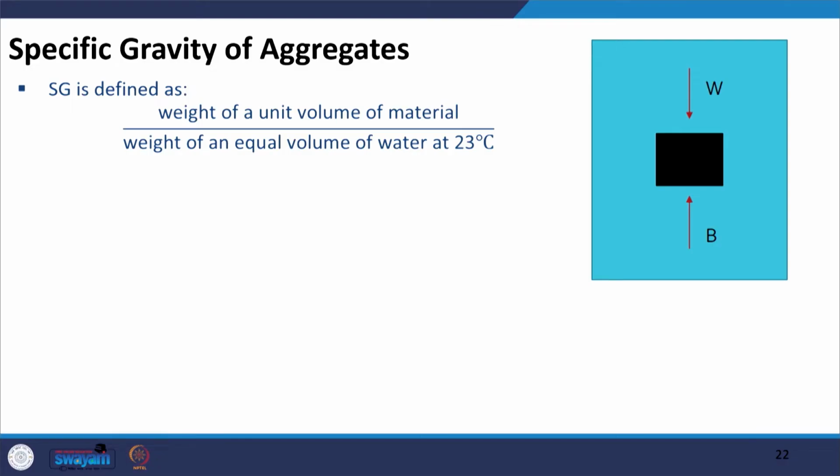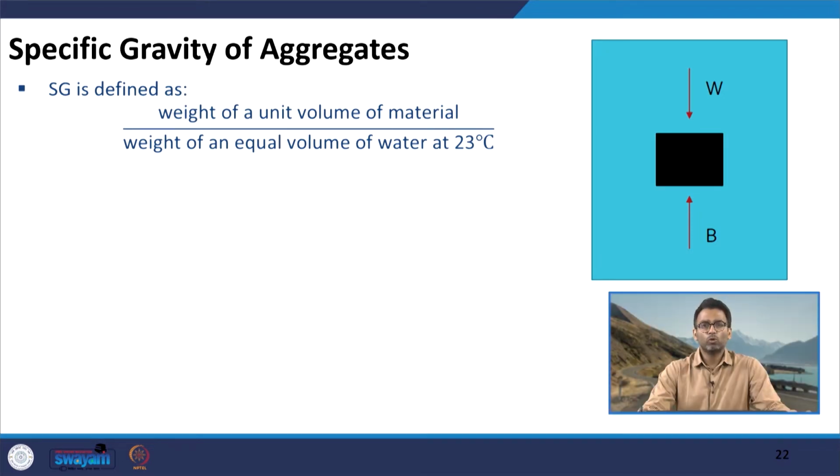So, specific gravity can be defined as the ratio of the weight of a unit volume of material to the weight of an equal volume of water at 23 degrees Celsius. This is a picture showing a body or a material immersed in water. This is static water. So, two forces will be acting on this body. One will be the self weight, which is acting downwards here, which you can see, and the other is the buoyant force. So, what is actually the buoyant force?